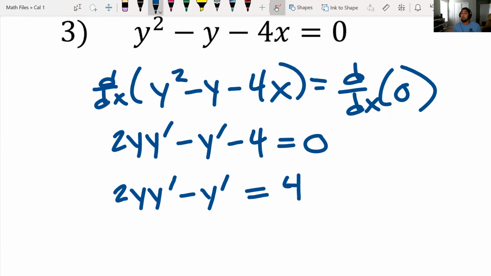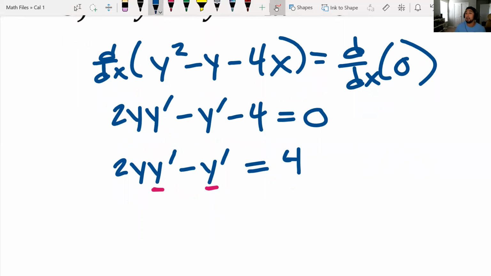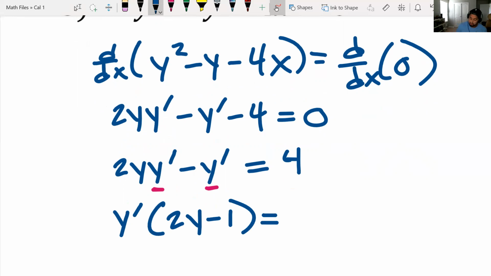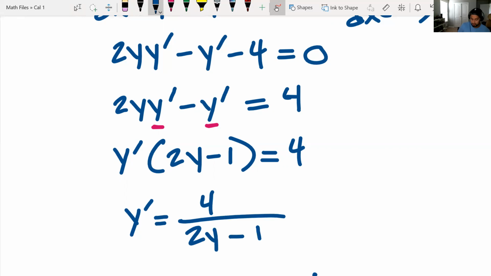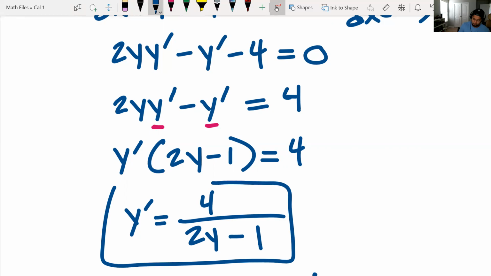Okay, and then remember again, you're solving for y prime. So your greatest common factor is y prime. Factor it out. You see, once again, purely algebraic. Factor the y prime out, and you're left with 2y minus 1 equal to 4. And now all you have to do is divide by 2y minus 1. And you'll get y prime equals 4 over 2y minus 1. Done.